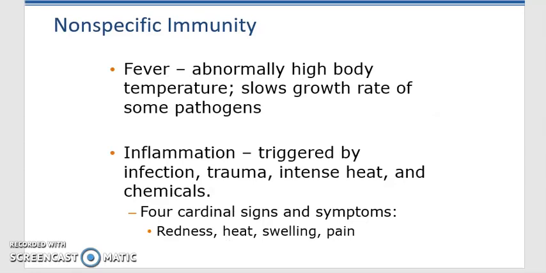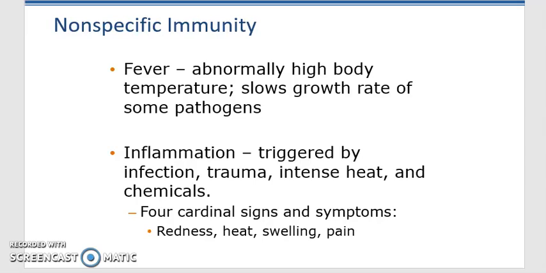Another type of response in our nonspecific immunity is fever. So a fever, of course, is abnormally high body temperature, but the adaptive value of fever is that it slows the growth rate of many pathogens. It also increases metabolic rate for our own tissue cells, so it can really help us to be able to fight that invading pathogen. And then we have inflammation.